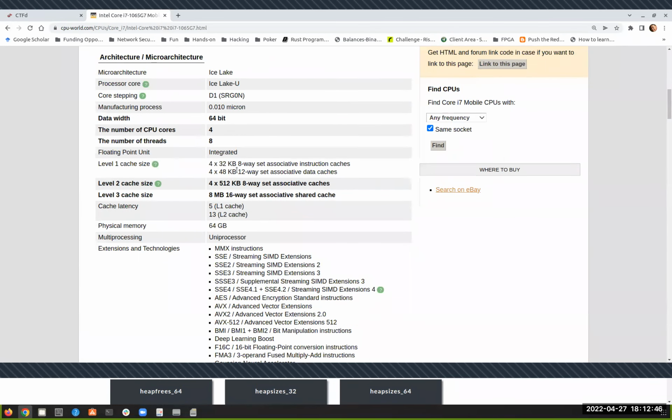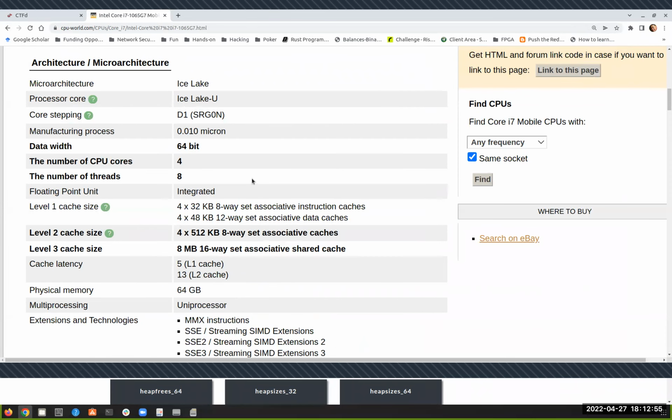Oh, here, see? This website, cpu-world.com, actually tells me about my CPU. For the L1 cache, the instruction cache and data cache are separate. The instruction cache is 4 times 32 kilobytes, and it's an 8-way associative cache. The data cache is 12-way. The L3 cache is 16-way, 8 megabytes. It is actually divided into 4 caches, so there are 4 L3 caches, each of them 2 megabytes, 8 megabytes in total. So those are the information you want to find out for your own CPU.